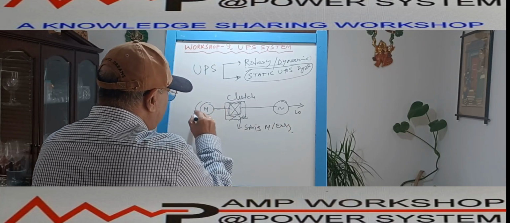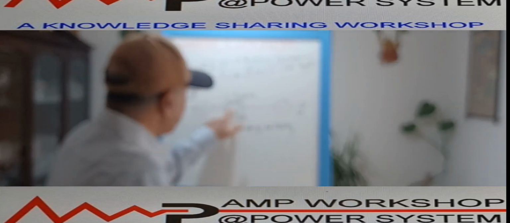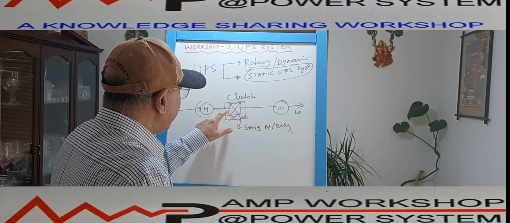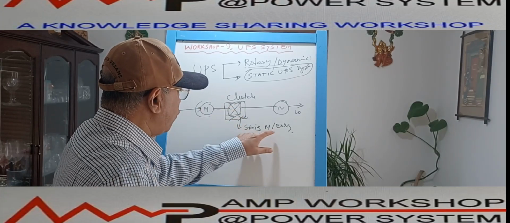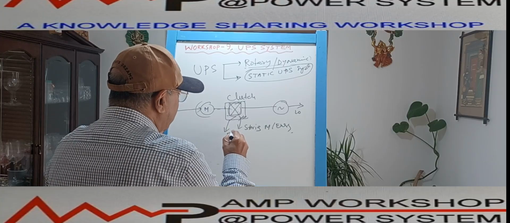So this is a motor which is supplied by the power supply. The motor is rotating. There is a common shaft between the motor and the generator. Over the shaft, the class and the energy-storing flywheel are mounted. This is called the flywheel, which is mounted.